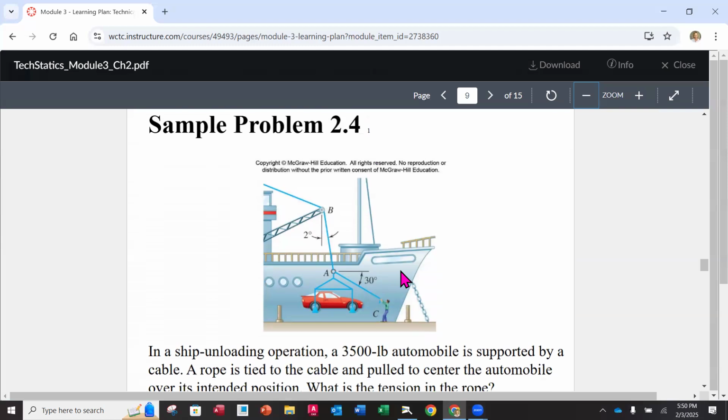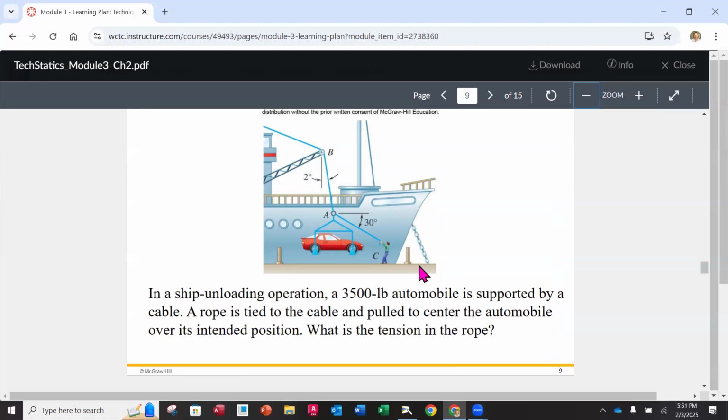So the first problem that we're going to be doing is going to be sample problem 2.4 in your book, and that's found on page 61. Okay. And if we look at the problem that we see here, it says in a ship unloading operation, a 3,500-pound automobile is supported by a cable. The rope is tied to the cable and pulled to center the automobile over its intended position. So you're going to notice that there is this rope coming here. There is a person that is pulling on it at a 30-degree angle from horizontal. And they want to know, what is the tension in the rope?